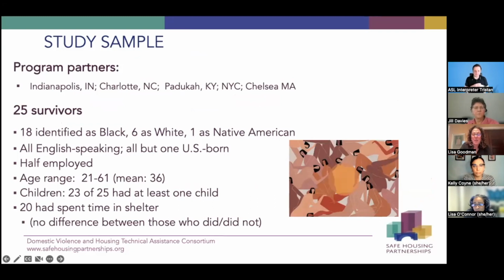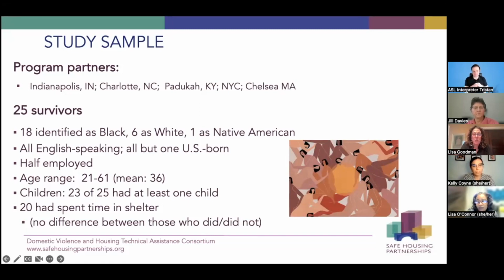So we worked with a bunch of different community partners from Indiana, North Carolina, Kentucky, New York, and Massachusetts. To recruit participants, we asked advocates in programs in these states to send out flyers to survivors, and then survivors reached out to us by email or phone.